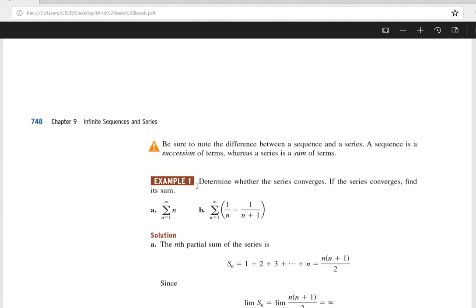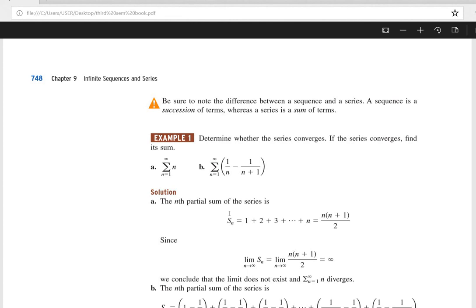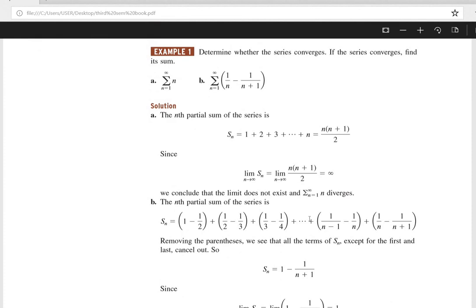Look at the example. Determine whether the series converges. If the series converges, find its sum. Sigma n equal to 1 to infinity n. How will you do? You have to find the sequence of partial sums. So the nth partial sum is given by Sn equal to 1 plus 2 plus 3 plus etc. plus n. We know that the sum of the first n terms is equal to n into n plus 1 by 2. So limit n tends to infinity of n into n plus 1 by 2 is equal to infinity.